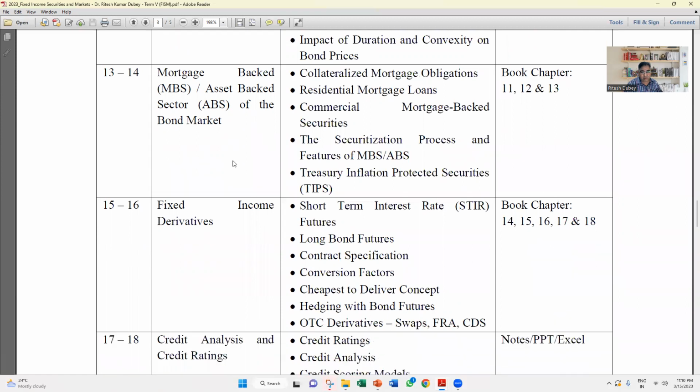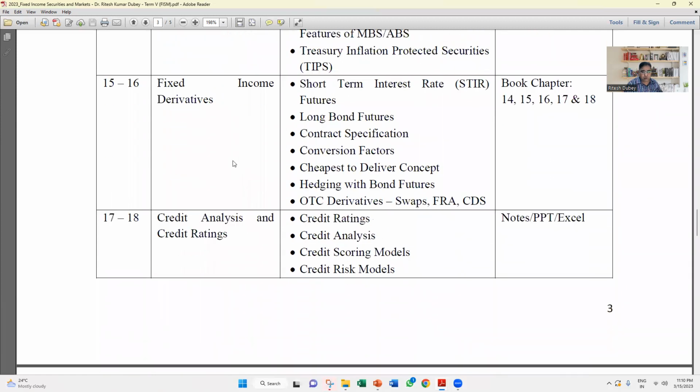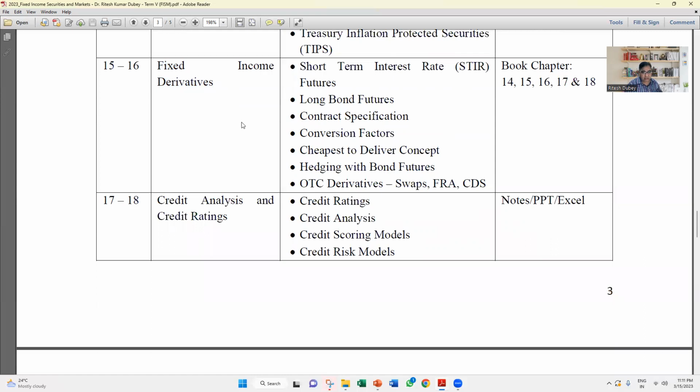So we will be looking at those as well. And then towards the end, we will be looking at the fixed income derivatives, right? Because we know that derivatives are one of the hugely traded instruments in the market, and everyone wants to hedge against any uncertainty out there, right? So how do we look at that in the fixed income securities market? That is what we are going to look at in this case as well.